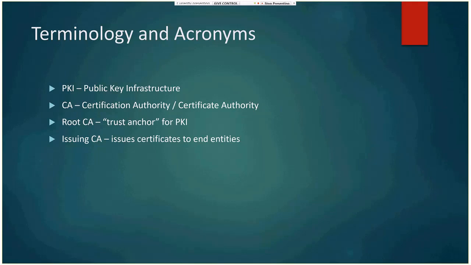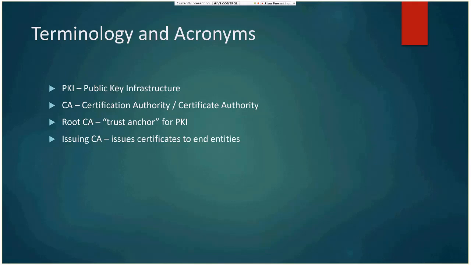All right, a little bit of PKI terminology. What is a PKI? Public Key Infrastructure. It is the infrastructure that deploys your certificates for encryption. It can be document encryption, it can be authentication encryption, whatever encryption you need. CA, I'm going to use the term CA, Certification Authority, Certificate Authority. Those are the servers and services that provide your certificates. Your root CA is your base. It is your trust anchor.